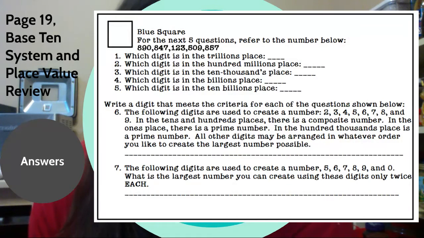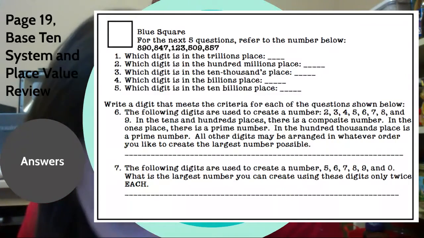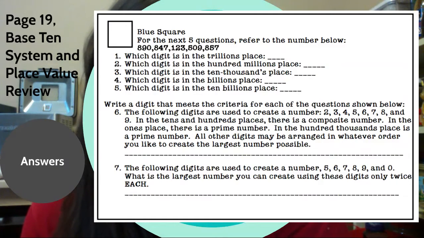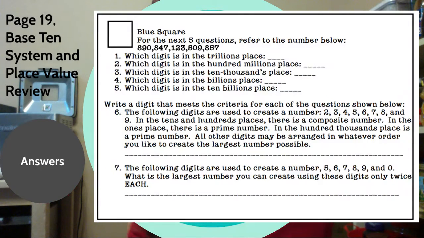So it says, in the tens and hundreds place, notice it says tens and hundreds, there is a composite number. In the ones place, there is a prime number. In the hundred thousands place, there is a prime number. All other digits may be arranged in whatever order you like to create the largest number possible. So remember, we're going to want our bigger digits like 8 and 9 to be further to the left.